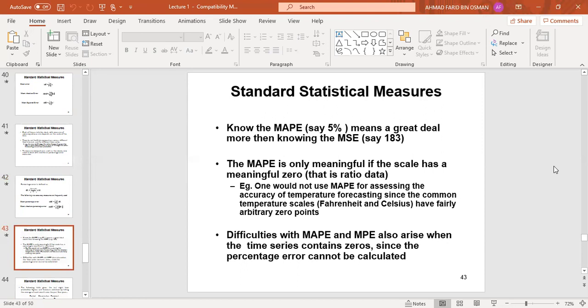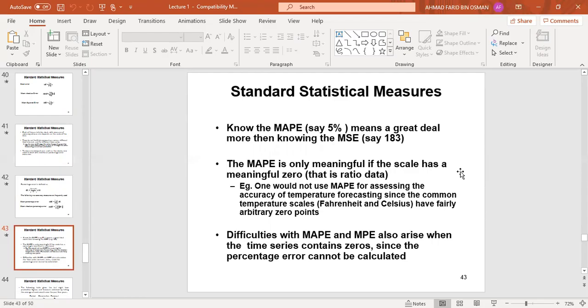So knowing the MAPE, say 5%, means a great deal more than knowing the MSE, say a certain value like 180. The MAPE is only meaningful if the scale has a meaningful zero, that is, ratio data. For example, one would not use the MAPE for assessing the accuracy of temperature forecasting, since the common temperature scales have a fairly arbitrary zero point.